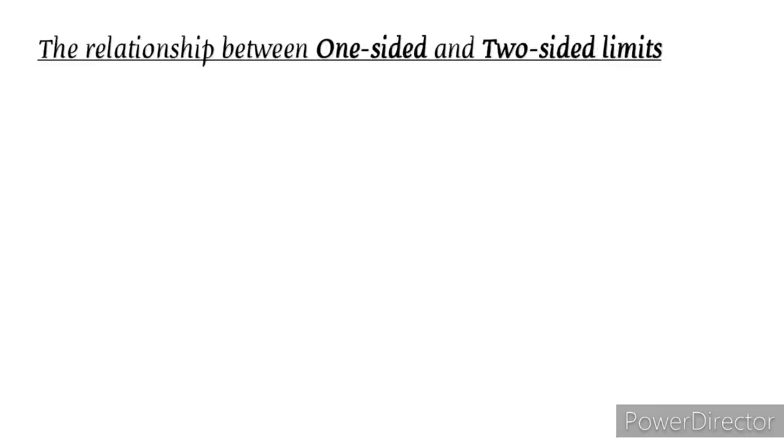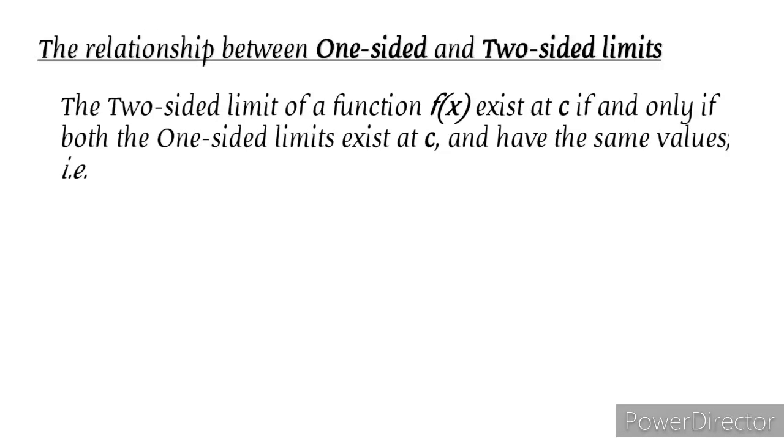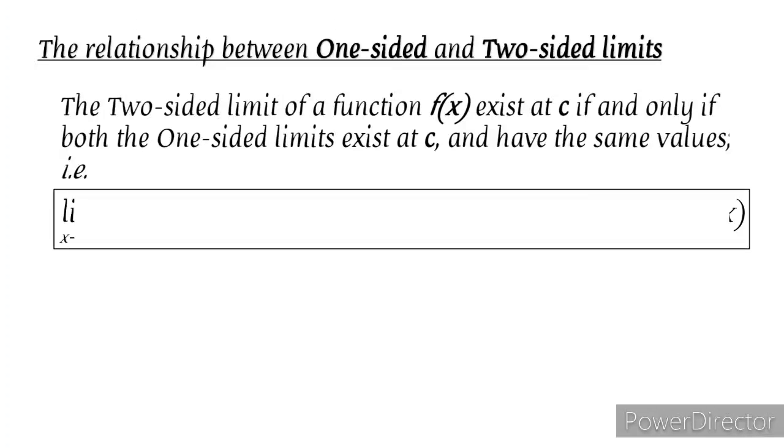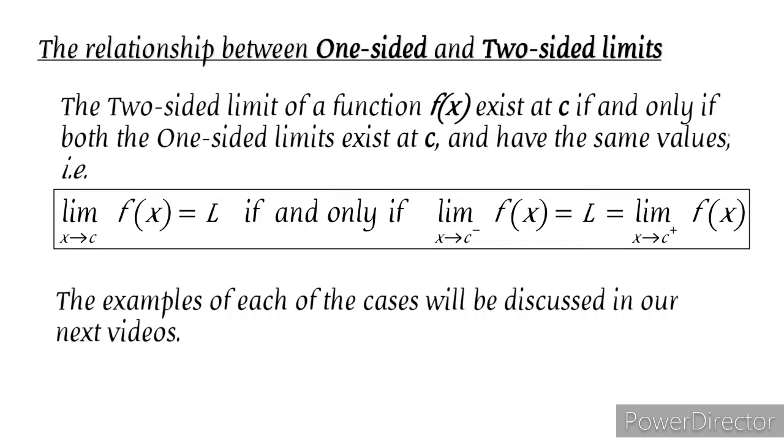Let us see the relationship between one-sided and two-sided limits. The two-sided limit of a function f of x exists at C if and only if both the one-sided limits exist at C, and have the same values. We express it as given below. The examples of each of the cases will be discussed in our next videos.